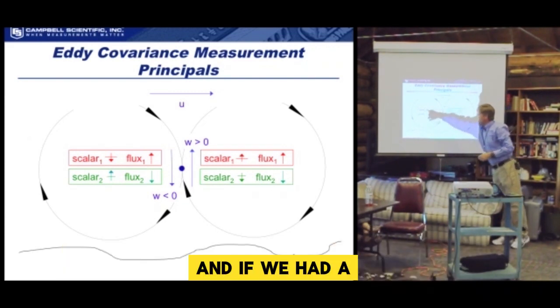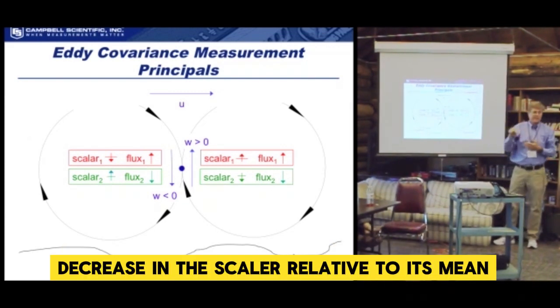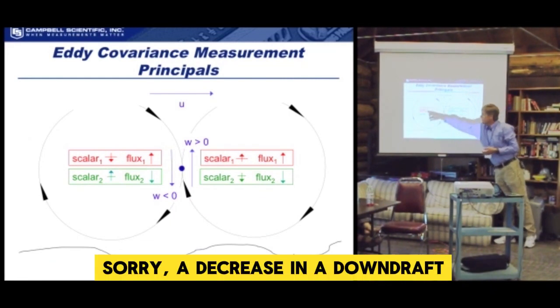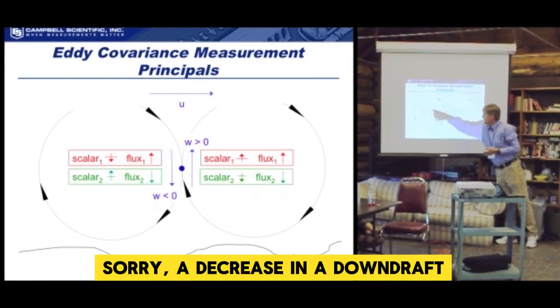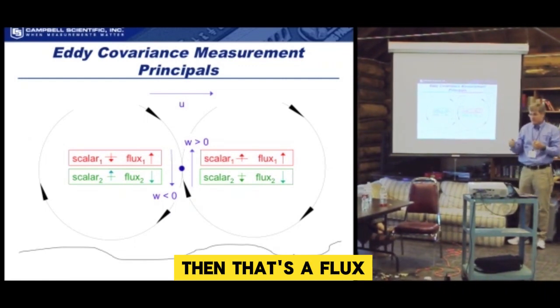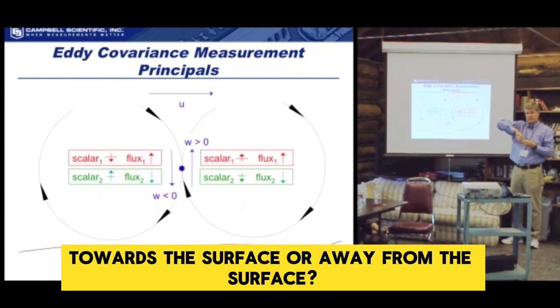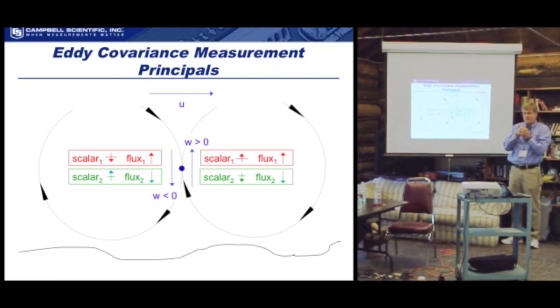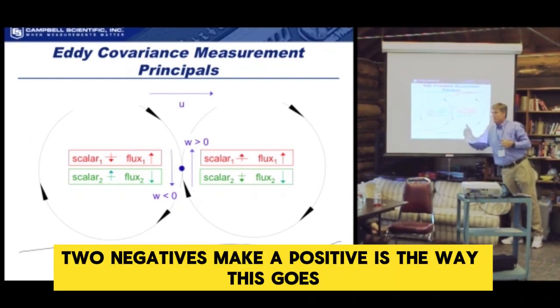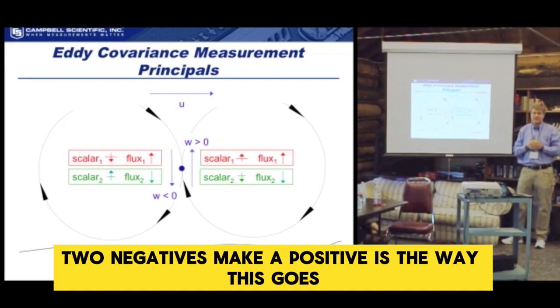And if we had a decrease in the scalar relative to its mean, at the same time that we had a downdraft, a downdraft and a decrease in the scalar quantity, then that's a flux, and it's a flux away from the surface. Two negatives make a positive, is the way this goes.